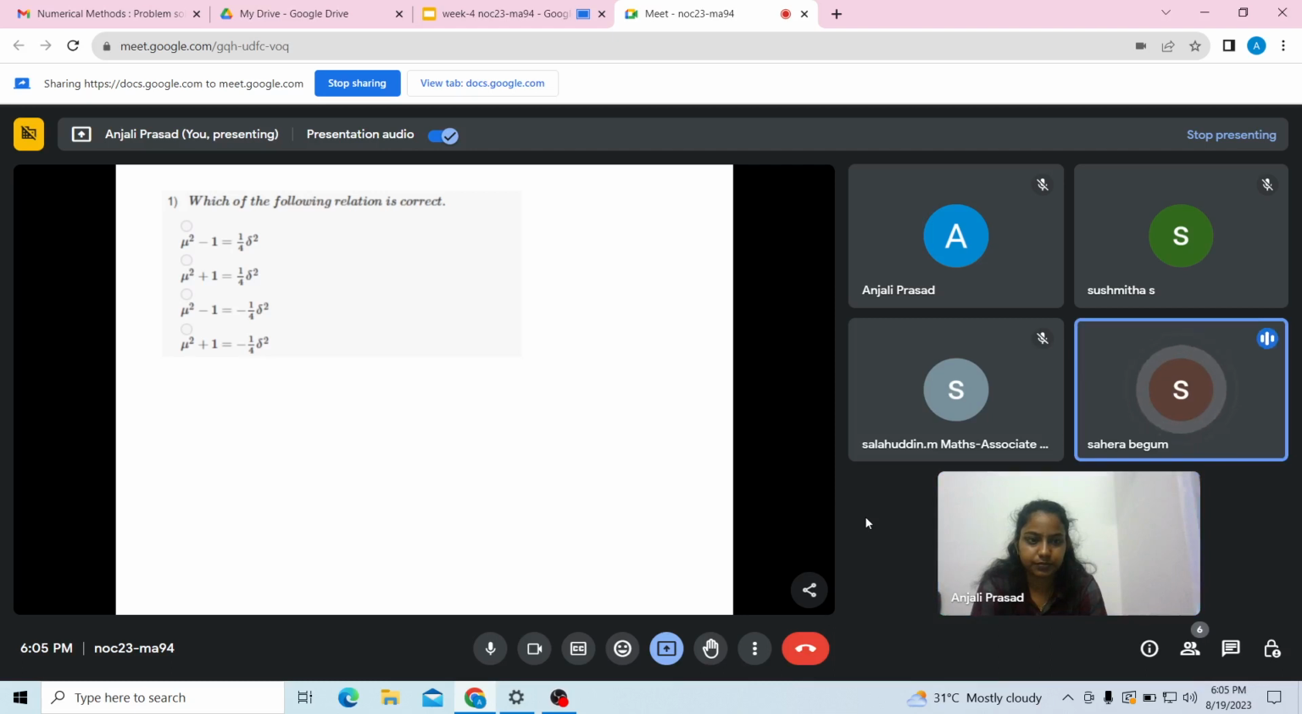Which of the following relation is correct? Mu square minus 1 is equal to 1 by 4. Can you please mute yourself? Miss Sahira Begum.